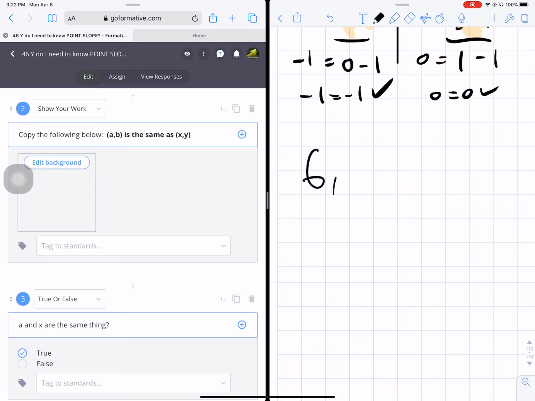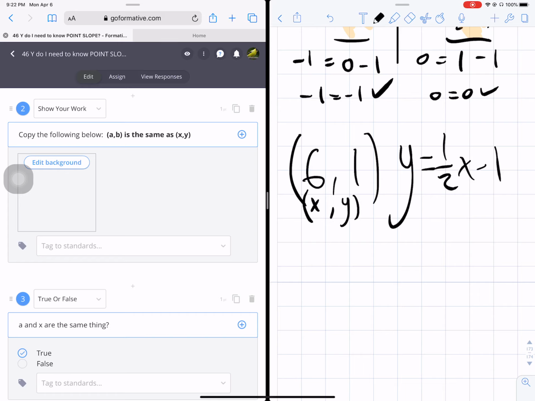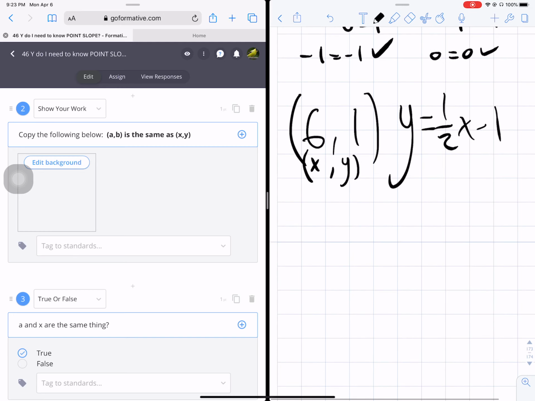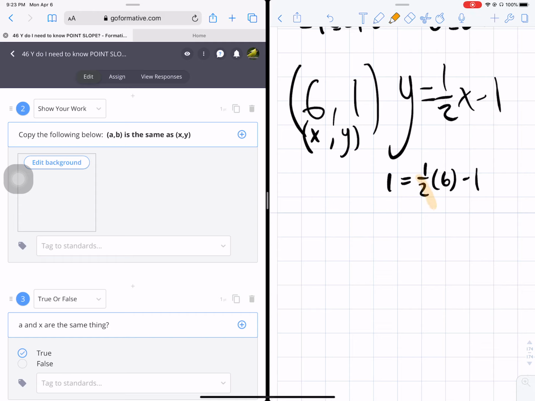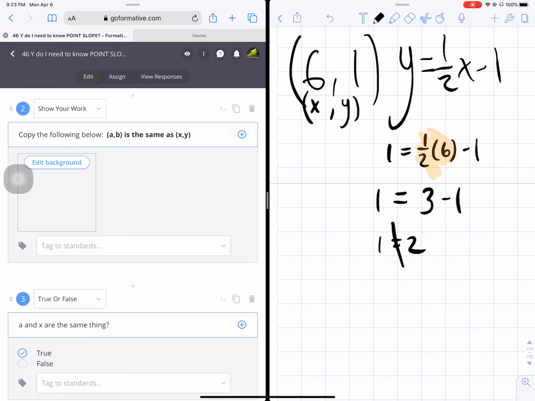6, 1. Is 6, 1 on this line? And remember, this is the x and that's the y. So we're going to plug in. 1 equals 1/2 times 6 minus 1. And we're going to solve. So we're going to start with this multiplication part here. What is 1/2 of 6? 3. What's 3 take away 1? It's 2. So is that a true statement? No. So what do you know about 6, 1? It's not on that line.